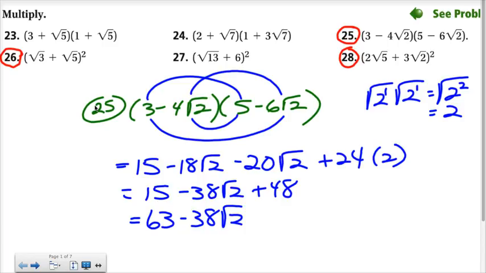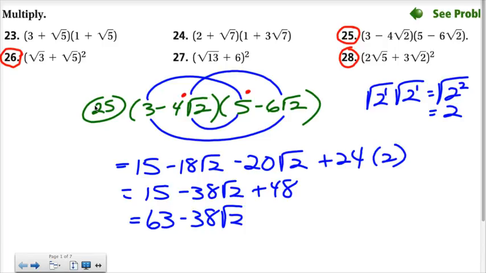So again, those are not like terms. One of those has a radical and the other one doesn't. A lot to keep track of. But as long as you go through this slowly and carefully, it'll be just fine. Now let me go after 26. After, of course, I finish off FOIL guy here.